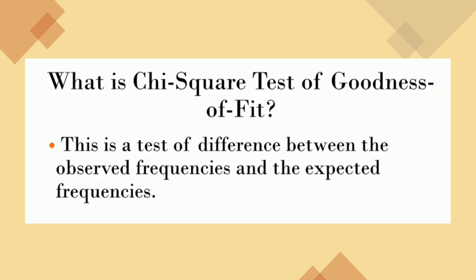What is chi-square test of goodness of fit? This is a test of difference between the observed frequencies and the expected frequencies. The goodness of fit determines how well experimental data fits the population or expectation. It is employed when dealing with counts or frequencies for a categorical variable with two or more categories, or what is called a multinomial experiment.